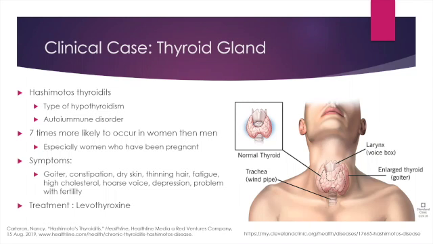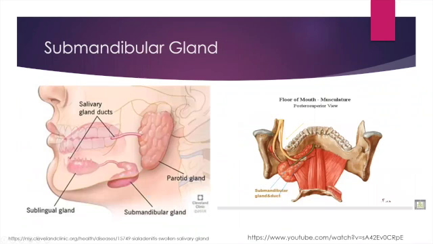Symptoms of Hashimoto's are not really unique to the disease, so it can be difficult to diagnose. The one diagnosable symptom is a goiter, which is an enlarged thyroid, seen here. For treatment, you can use the medication levothyroxine, which is a way to replace the hormone thyroxine, T4. Then we move on to the submandibular gland.